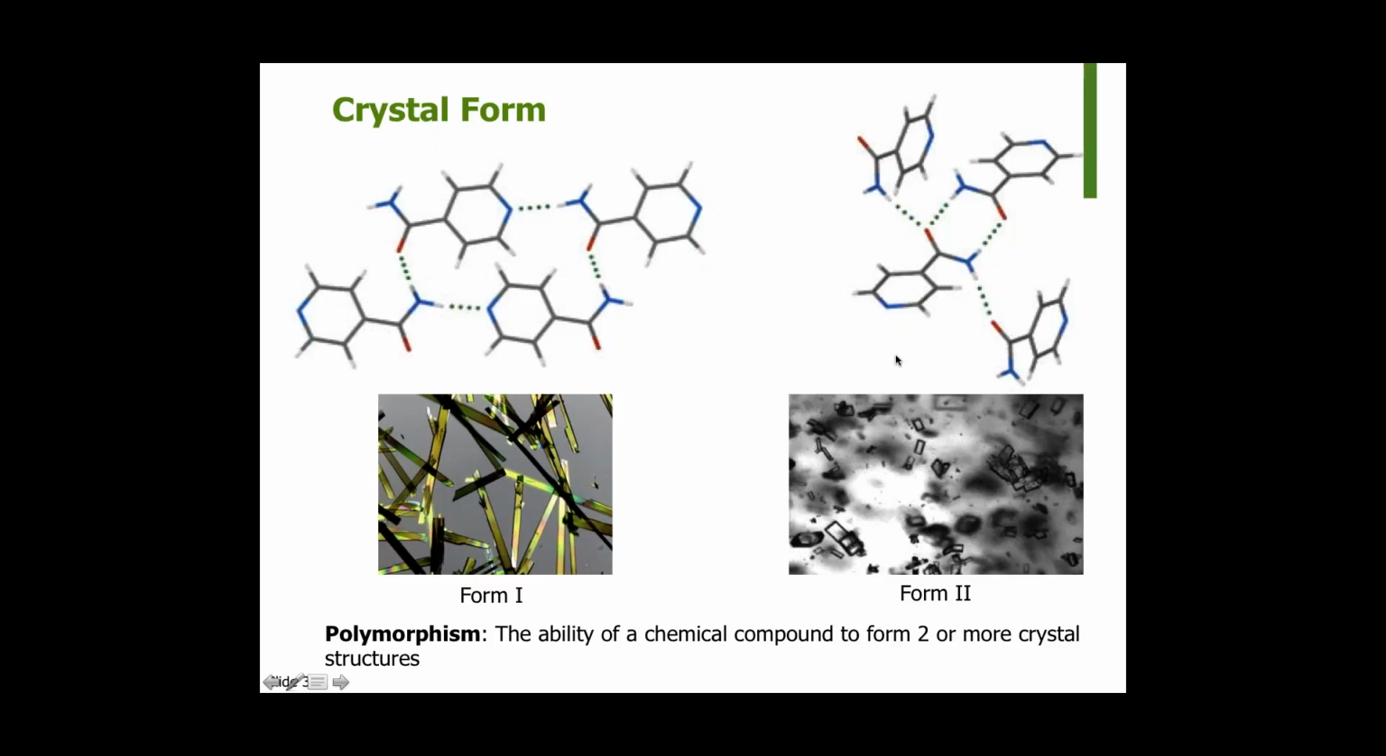So of course we can encounter polymorphs during our solubility measurements. Polymorphism is the ability of a chemical compound to form two or more crystal structures. So for instance, isonicotinamide is shown here. It forms needle-like crystals, or more block-like crystals on the right.